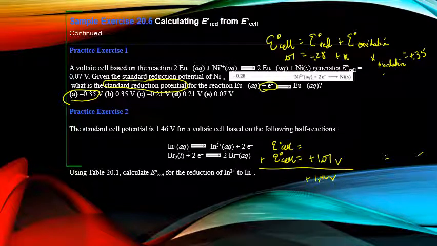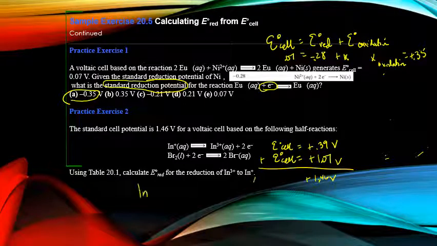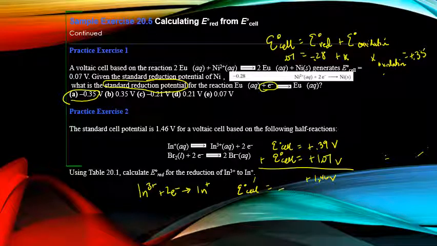So in order for this to occur, I know that the E cell would have to be a positive 0.39 volts for the oxidation half reaction. But since it wants it for the reduction, going from In3+ plus 2 electrons to the In+, I'd have to flip the sign, so my E cell for this would now be equal to a negative 0.39 volts. And that would be my final answer.